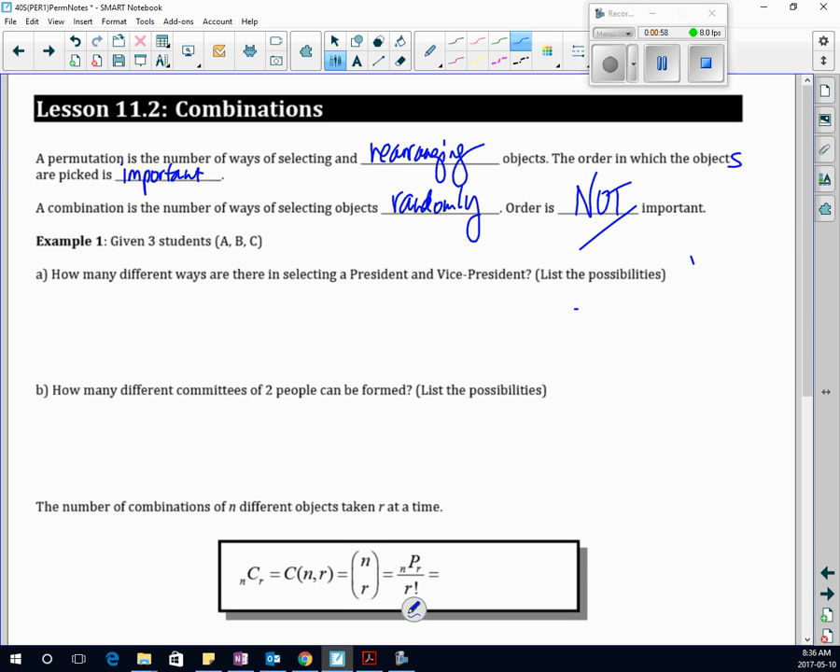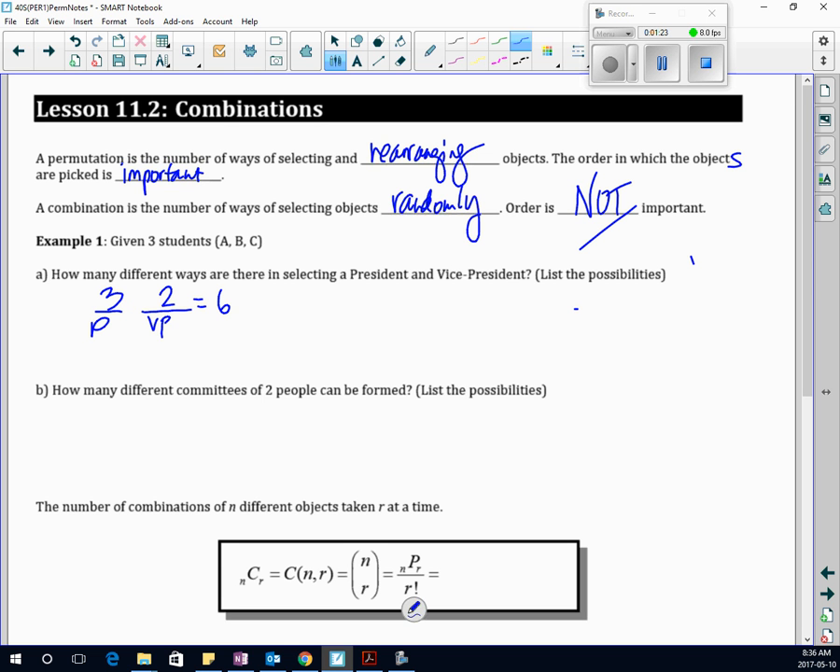Okay, so if we have three students, A, B, and C, how many different ways are there of selecting a president and a vice president? And this time we want to list the possibilities. So there is 6. And so again, you're making 2 decisions. You're making a president and a vice president decision, and you have 3 and 2, which gives you 6.